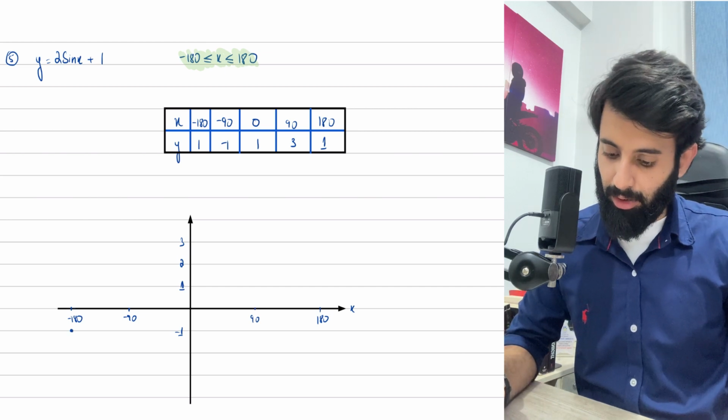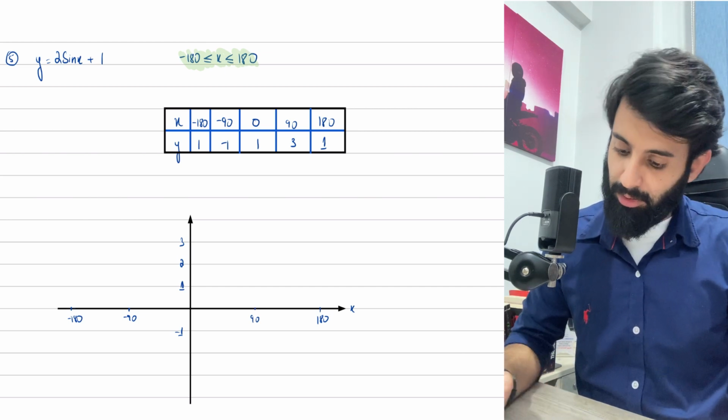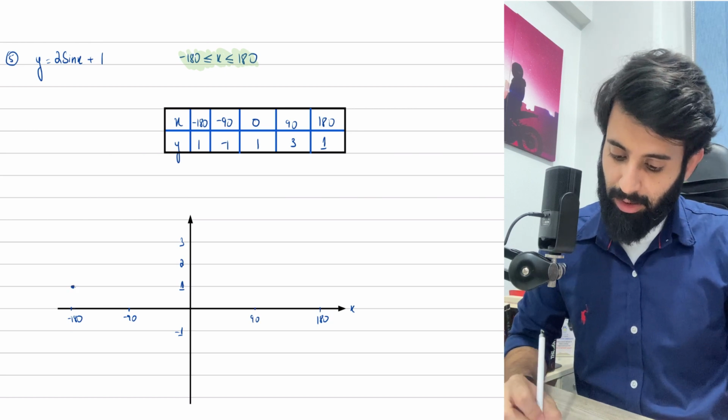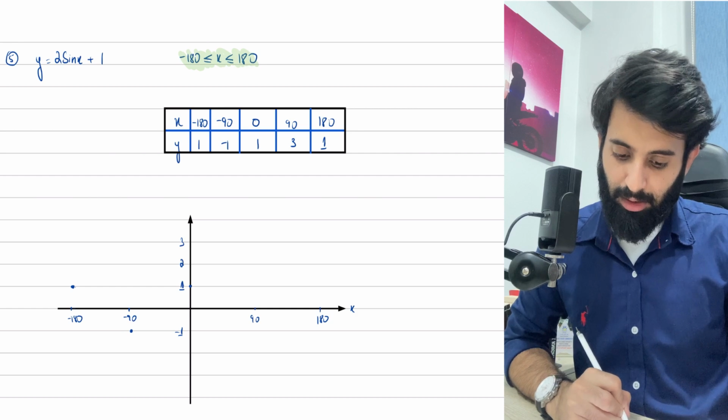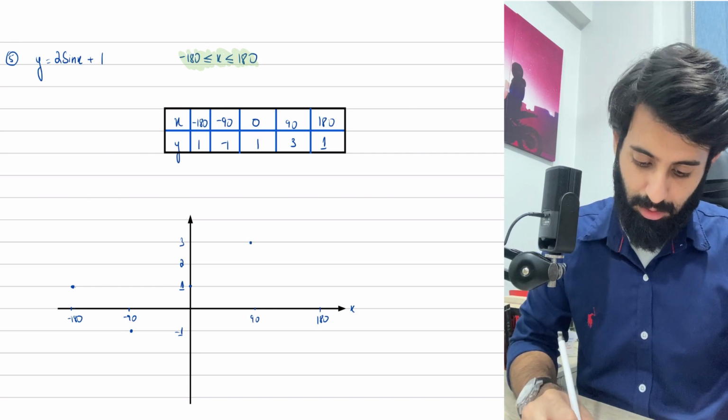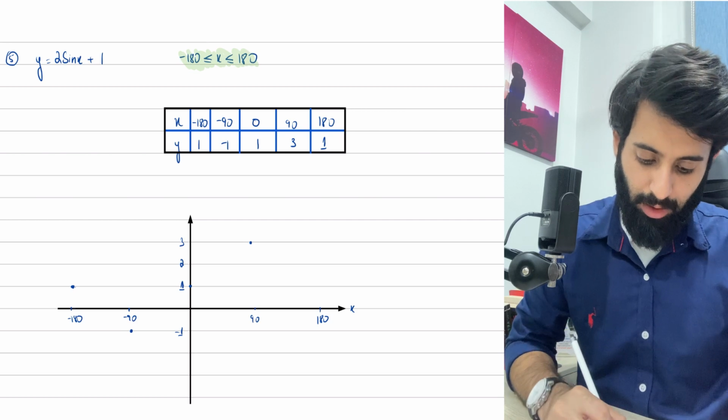So there you go, that's one point over here. At minus 180, you have 1, my bad. At minus 90, you have minus 1. At 0, you have 1 again. At 90, you have 3. And at 180, you have 1.